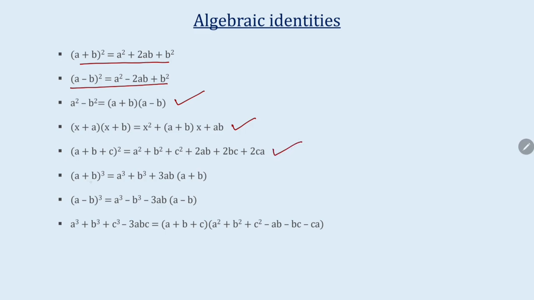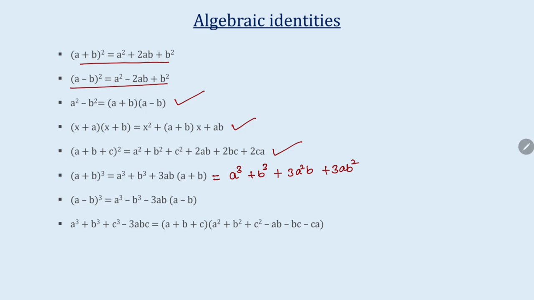Next is (a plus b) whole cube. This we can write as a cube plus b cube plus 3ab in bracket we have (a plus b). अब इस एक्सप्रेशन को हम दूसरे तरीके से भी लिख सकते हैं, ये ब्रैकेट हम ओपन करके, like we can write it as a cube plus b cube plus 3a square b plus 3ab square.